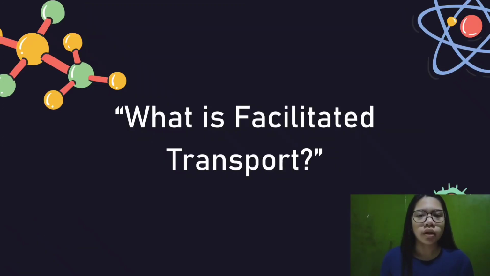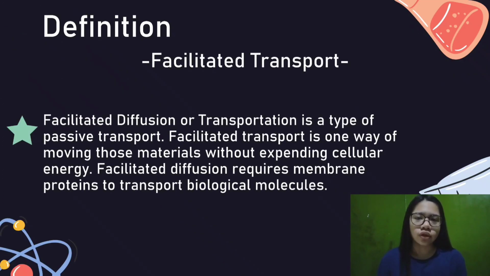There are three types of transportation. One of them is facilitated transportation or diffusion. Facilitated diffusion or transportation is a type of passive transport. Facilitated transport is one way of moving those materials without expending cellular energy. It is a type in which proteins are facilitating or helping things pass.